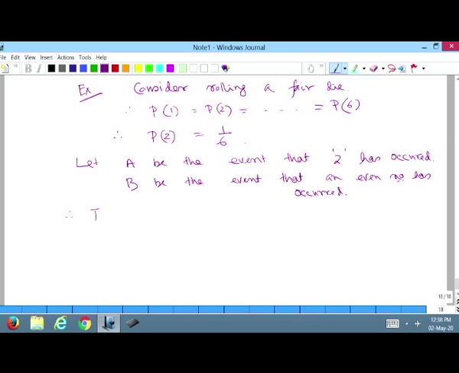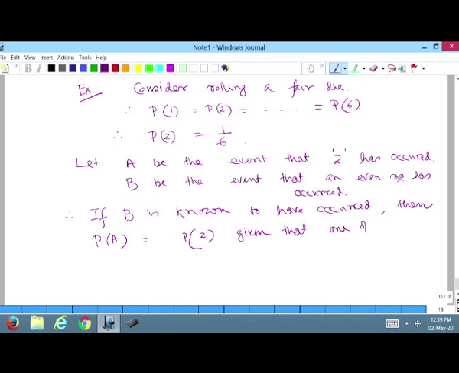Therefore, if B is known to have occurred, then probability of A is equal to probability of 2 given that 1 of 2, 4 or 6 has occurred.